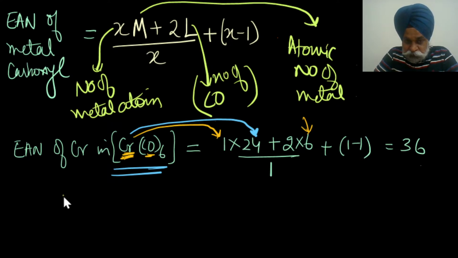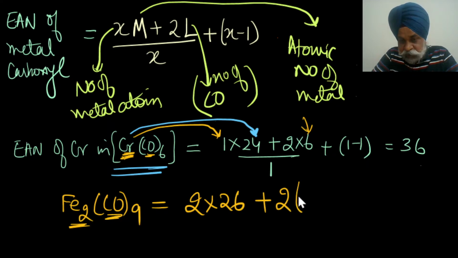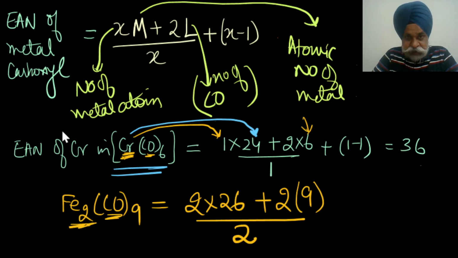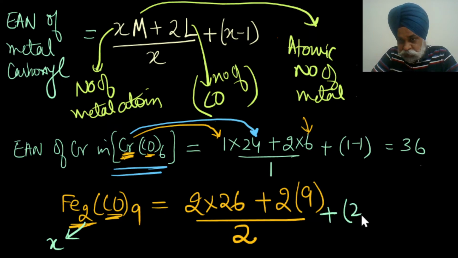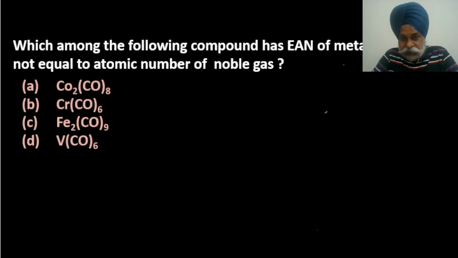Let me do one more for you. Just like if I would write Fe2(CO)9, if this is the complex, how many iron atoms do I have? 2, and iron is 26. Iron is 26 plus 2 into how many carbon monoxide do I have? It is having 9, twos are 18, divided by 2 again, because X is 2. This value here, I am saying, has to be X plus 2 minus 1. So if you calculate it out, this also would again turn out to be 36. So this is one way of identifying the effective atomic number for metal carbonyls apart from the already defined formula.